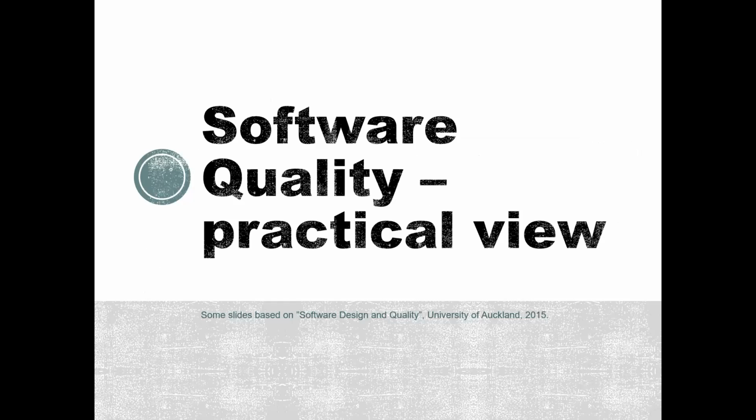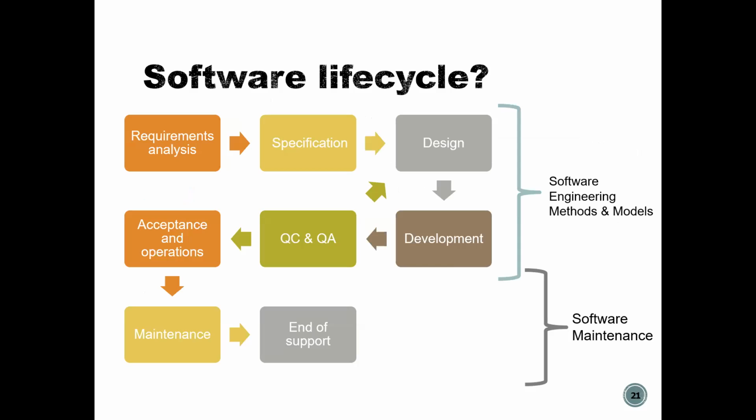So now let's see what is software quality, a practical view. We have seen this SDLC life cycle in the first slide, in which we now know requirement analysis, specification, design, development, quality assurance, acceptance, and operations.